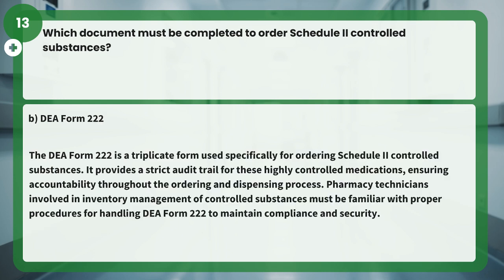Answer B. DEA Form 222. The DEA Form 222 is a triplicate form used specifically for ordering Schedule 2 controlled substances. It provides a strict audit trail for these highly controlled medications, ensuring accountability throughout the ordering and dispensing process. Pharmacy technicians involved in inventory management of controlled substances must be familiar with proper procedures for handling DEA Form 222 to maintain compliance and security.